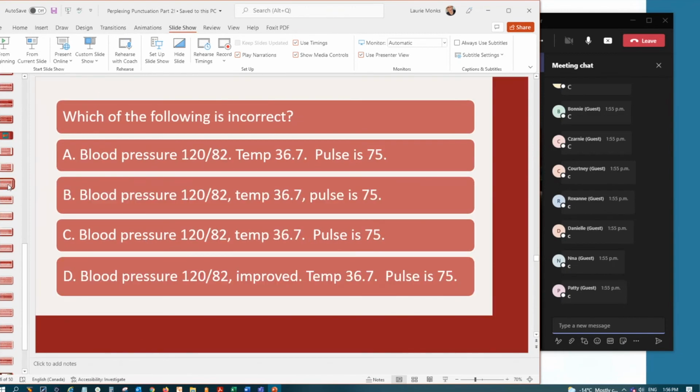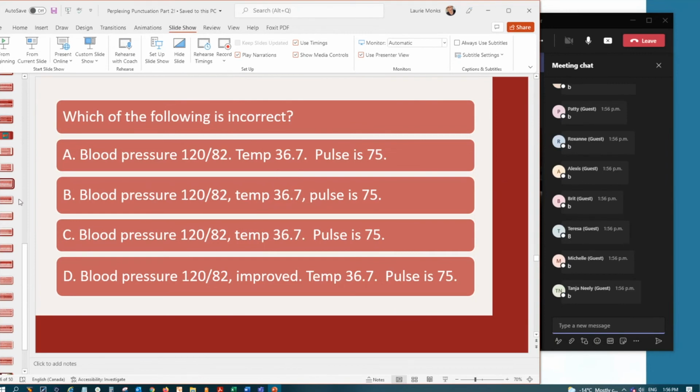Okay. Which of the following is incorrect? So we need to see the one that's wrong. So we have blood pressure 120 over 82, temp 36.7, pulse is 75 with periods between each. Or B, blood pressure 120 over 82, comma, temp 36.7, comma, pulse is 75. Or C, blood pressure 120 over 82, comma, temp 36.7, period, pulse is 75.